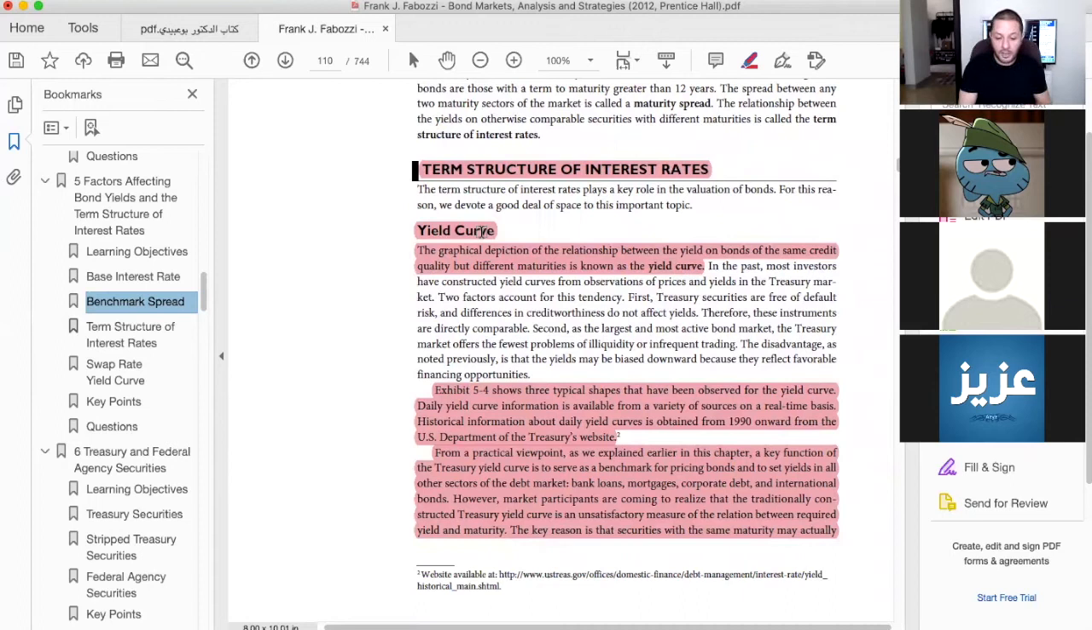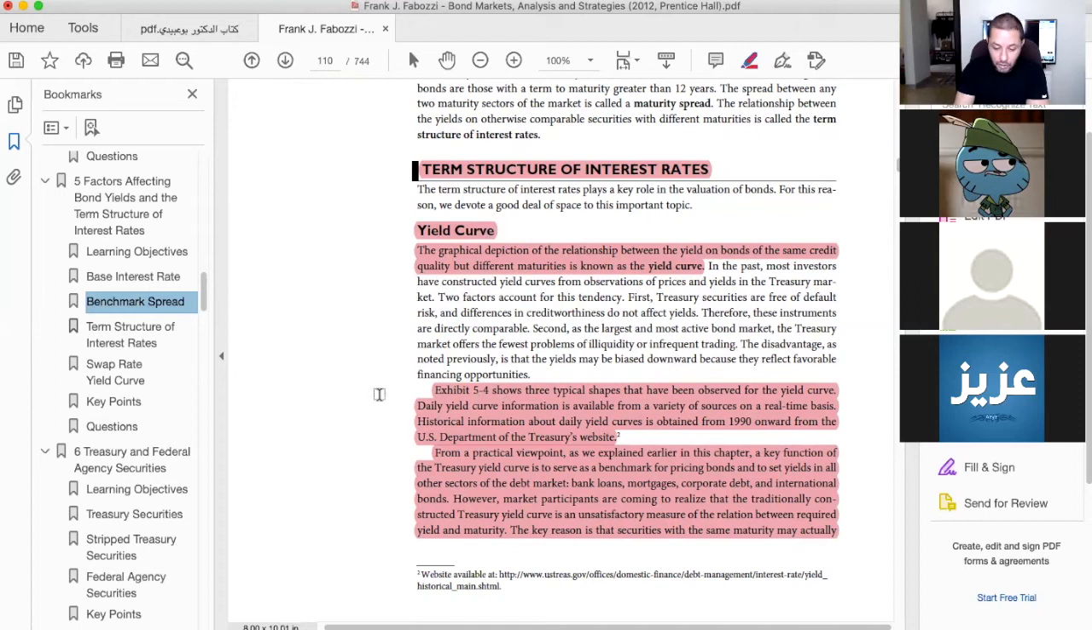So we're using the term of the bonds, or the maturity of the bonds, and we try to find a relationship between this maturity, this time to maturity, and the interest rates. And this is what we call the yield curve. Exhibit 5.4 shows three typical shapes that have been observed for the yield curve.